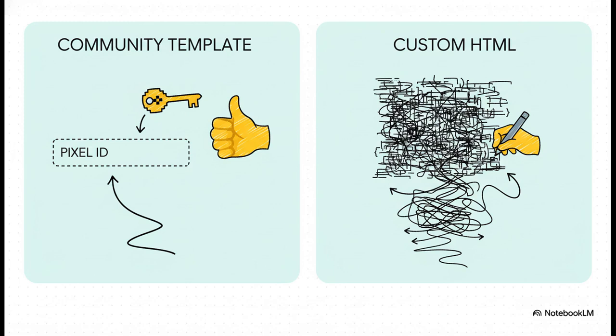Now, even inside Google Tag Manager, you've got two paths. You could use a custom HTML tag, where you paste in that entire block of code, or you could use the much cleaner community template. With the template, you literally just paste in your pixel ID, and you're done. It is simpler, it's way less likely to break, and it is absolutely the way we'd recommend for pretty much everyone.